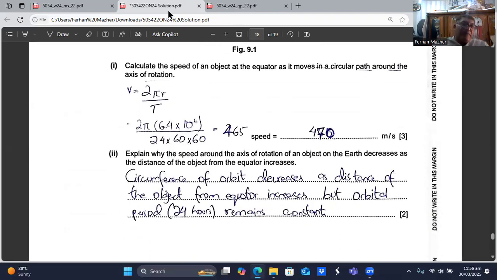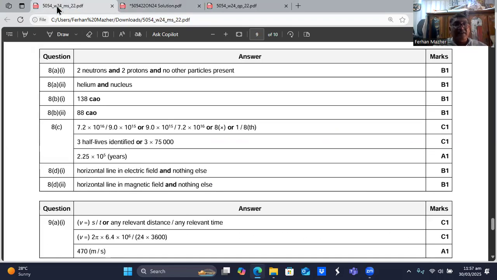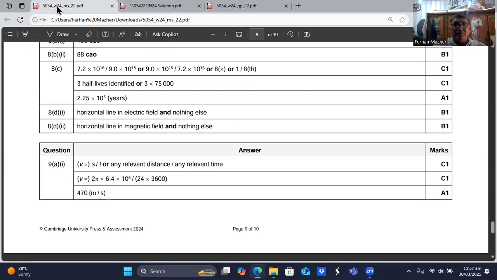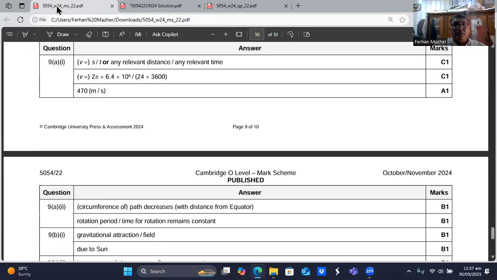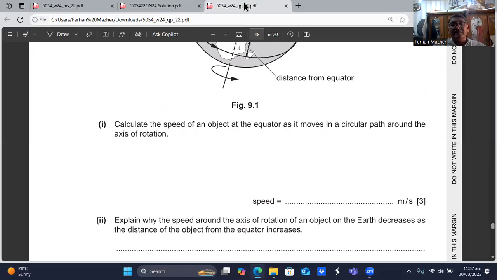So you will have 2πr divided by time. So 2 and pi, and the radius is 6.4 × 10^6 meters. The time is 24 hours, and you want to convert this into seconds. So you multiply it with 60, and 60 means you multiply it with 3600, because in 1 hour there are 3600 seconds. So your answer will be 465, which is about 470 meters per second. 470 meters per second is the right answer, sir.